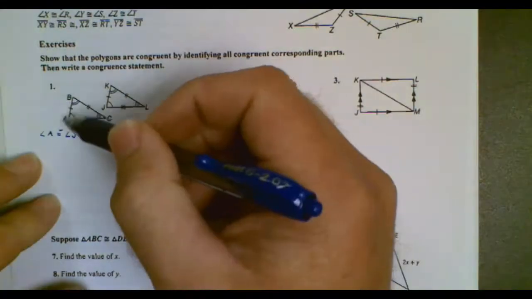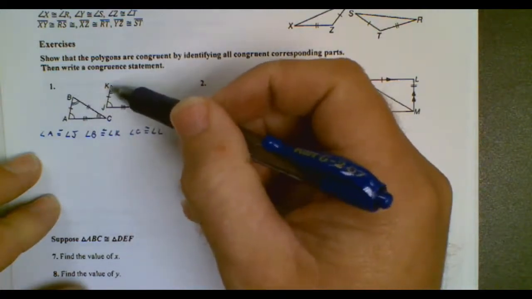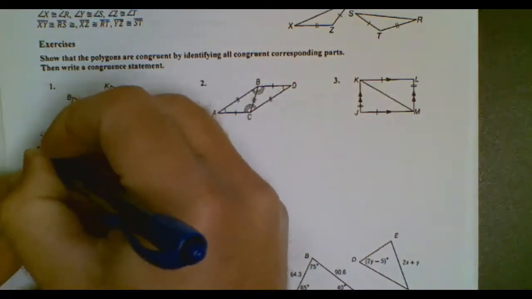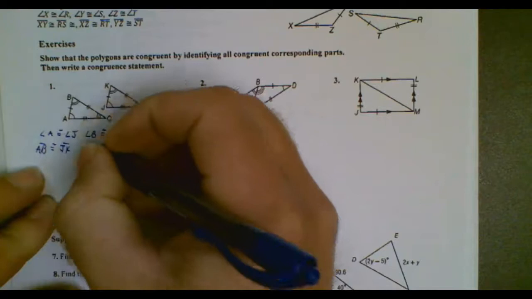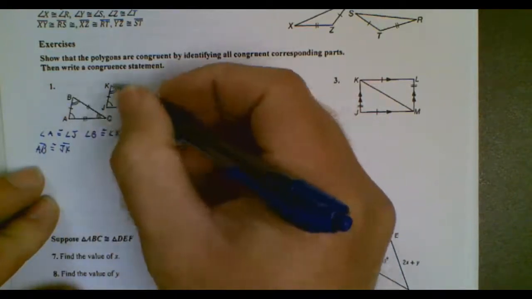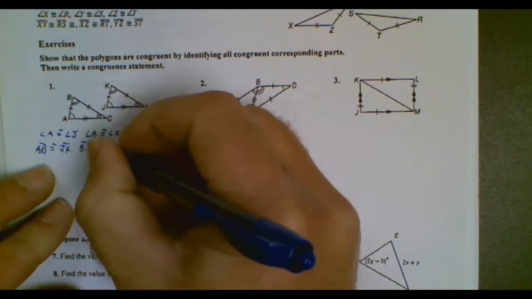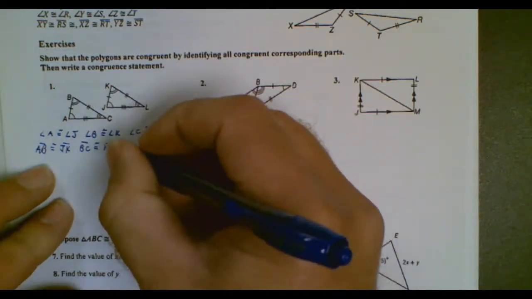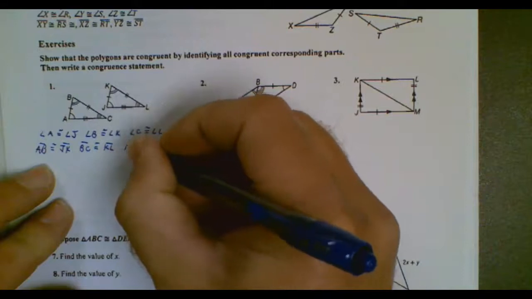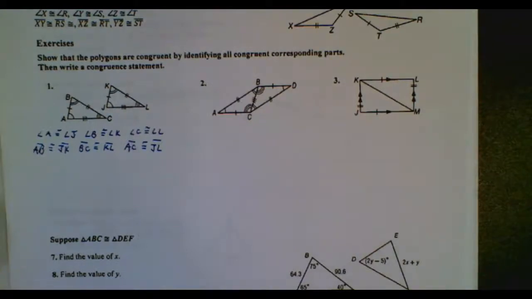Let's name the 3 sides. So if you look at that single mark right there, side AB goes with JK. So AB is congruent to JK. The double marks, BC with KL. And then the third ones, we got AC going with JL. There we go. So we just named all 6 corresponding parts.